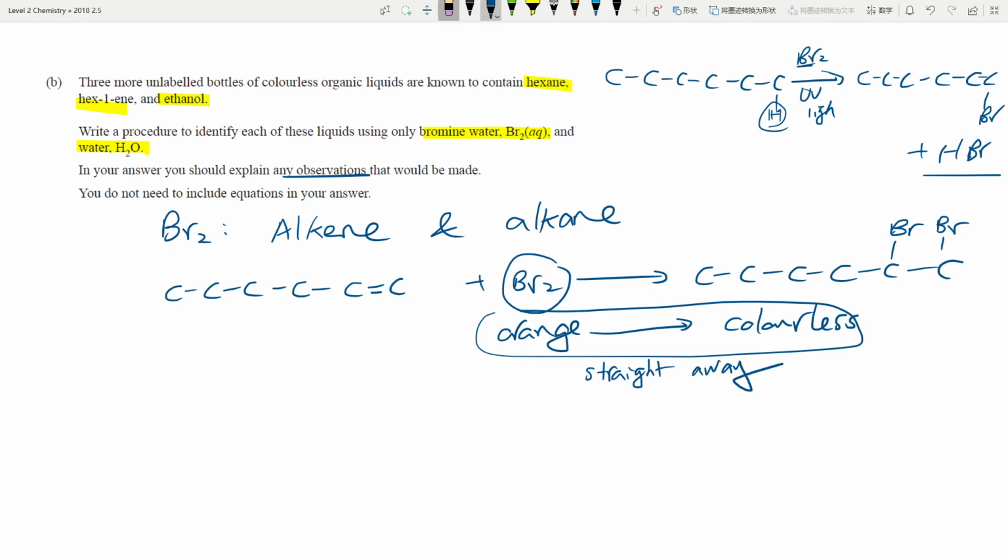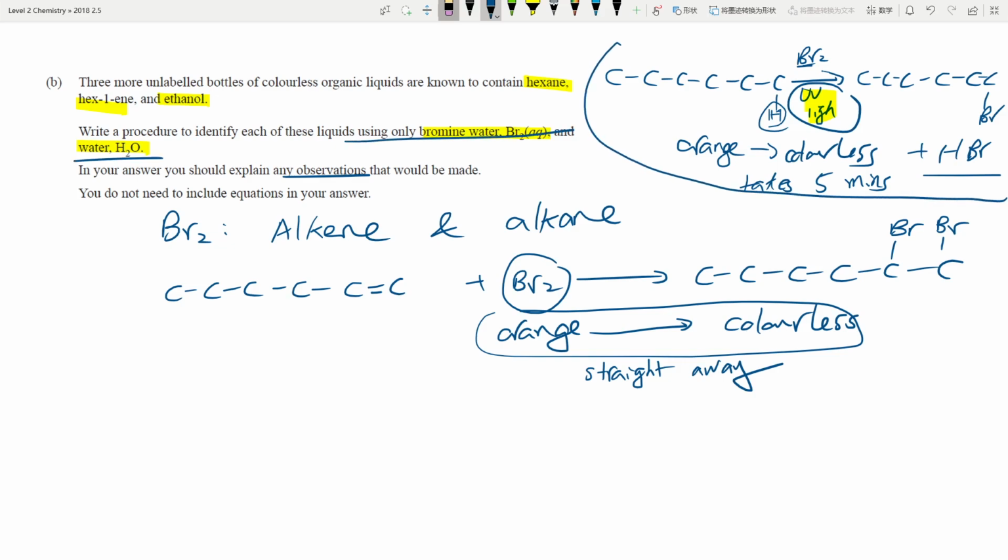Now you must have UV light as a catalyst in order for this reaction to occur, and this also goes from orange to colorless, but this is very slow. This takes a few minutes. It takes, say, 5 minutes, for example, under UV light. So you must have UV light. Now in this case they didn't say UV light, so this part is not really appropriate.